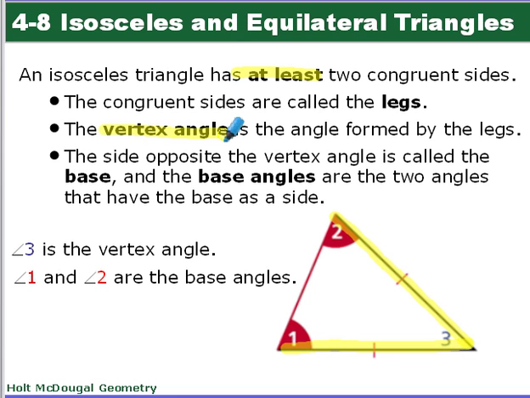Vertex angle is the angle that's formed by those two legs. In this case, angle 3 is formed by the two congruent sides, so that's our vertex angle. And then the side opposite the vertex angle is called the base. So this is our base in this triangle. And then base angles are the two angles that have the base as a side. So angle 2 and angle 1 are our base angles. So 3 is the vertex angle, 1 and 2 are the base angles.